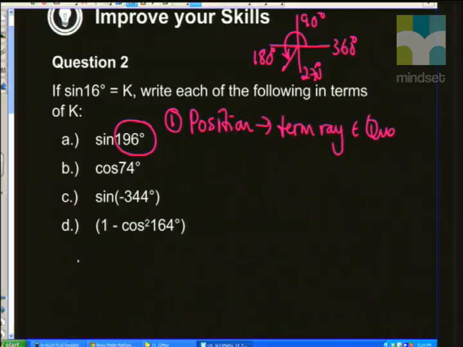Now, if it's in quadrant 3, on your Cartesian plane, you should have also been able to write down what happens in quadrant 2, what happens in quadrant 3, what happens in quadrant 4.